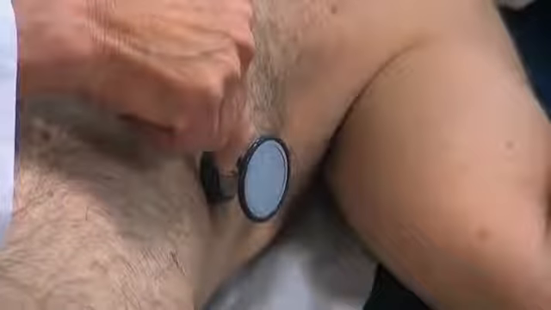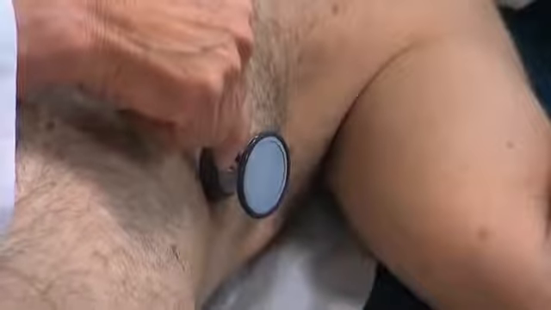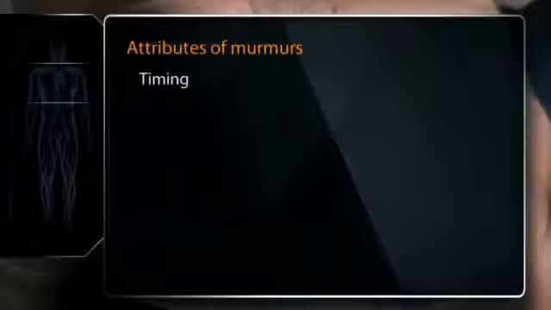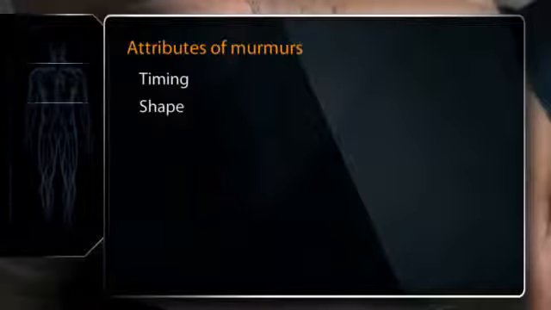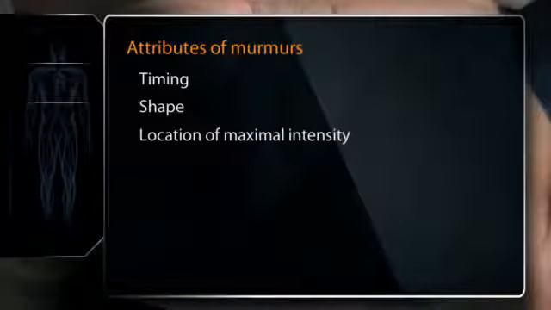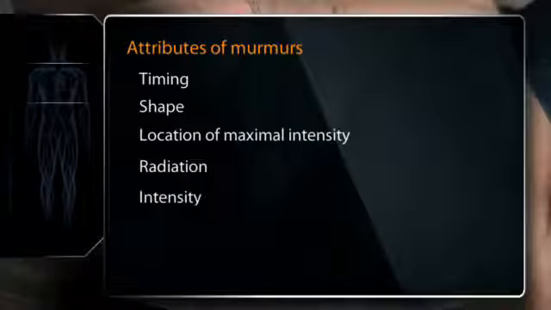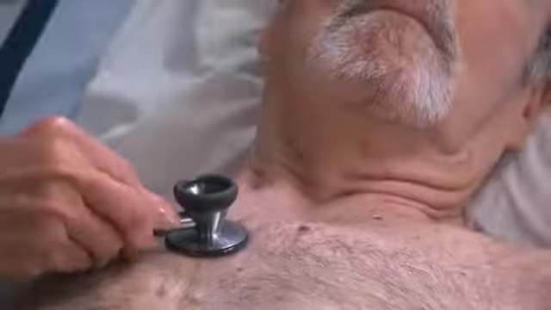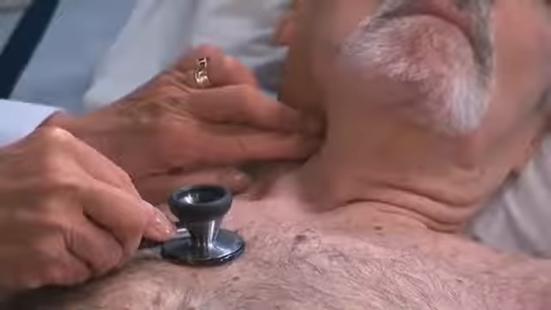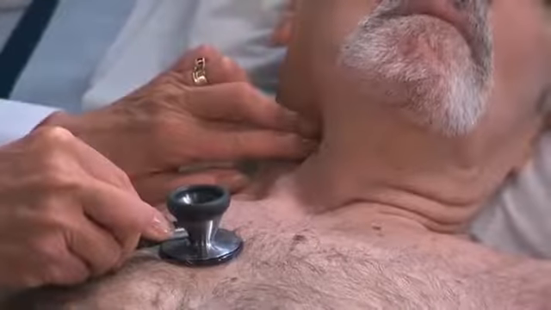Murmurs are differentiated from heart sounds by their longer duration. If you detect a heart murmur, you must learn to assess its timing, shape, location of maximal intensity, and radiation, grade its intensity, and assess its pitch and quality. Palpating the carotid pulse as you listen can help you with timing.